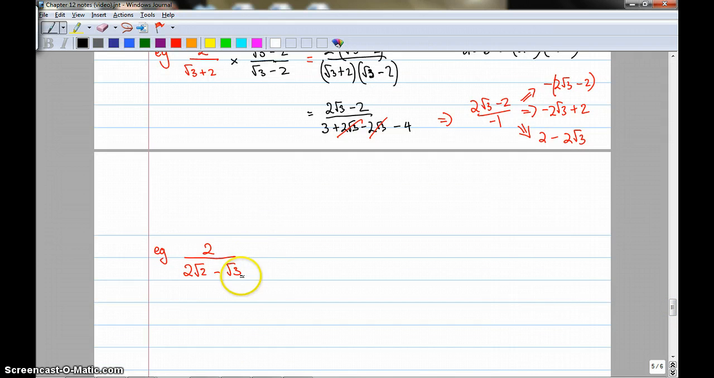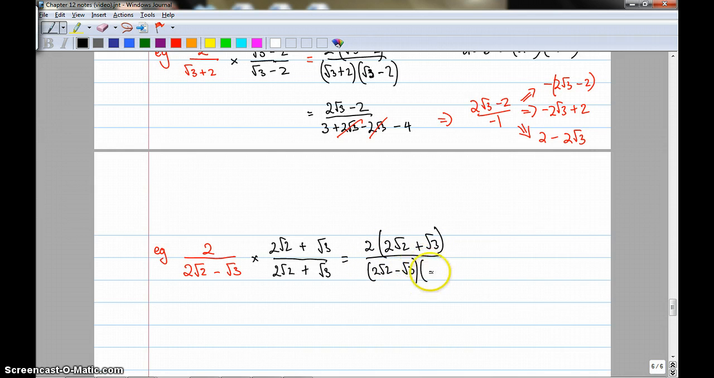The conjugate of that is multiply the same numbers, so 2 root 2 and root 3. There's no shortcuts here like there was in the other one. You can't drop the 2 at the front. You must have the entire thing on the bottom. This becomes, and then I write 2 root 2 up the top and root 3 up there. Same numbers, different sign, positive instead of negative. Now, this becomes 2 root 2 plus root 3 over 2 root 2 minus root 3, times 2 root 2 plus root 3.